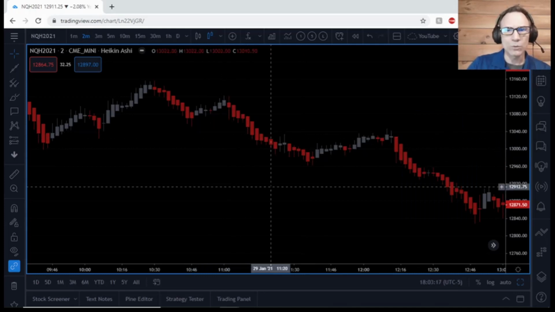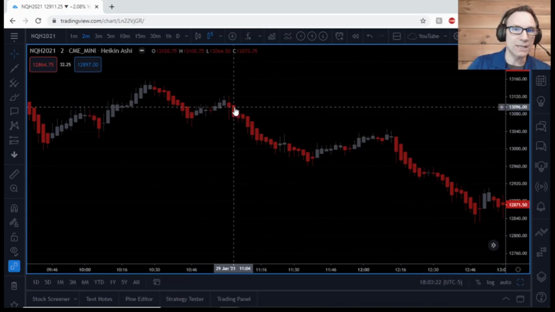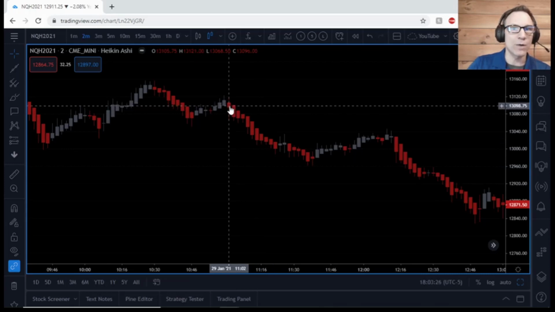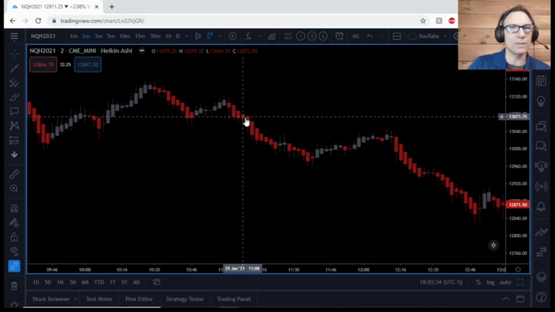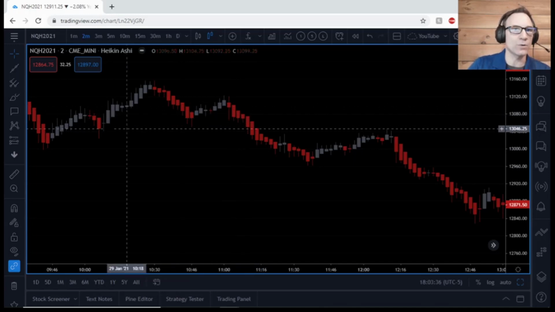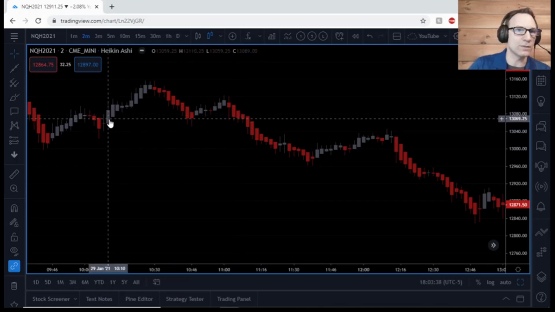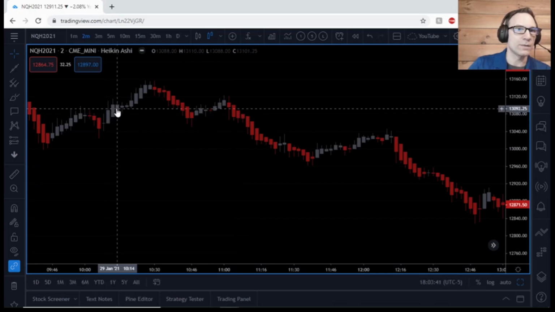What does it look like and why are they different from traditional candles? First thing you notice is that the open is always halfway between the open and close of the previous candle. This one is halfway between here. This one is halfway between here. This is halfway between here and so on. And that goes for up as well. We have this candle, the open price is here. This candle, the opening price is halfway between this open and close.